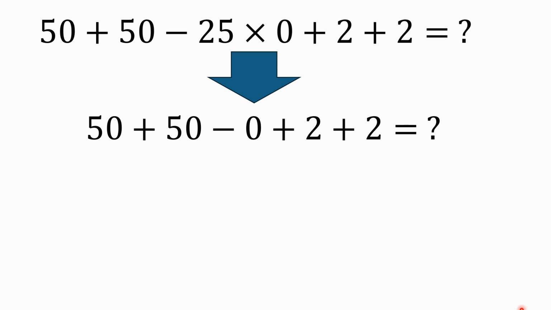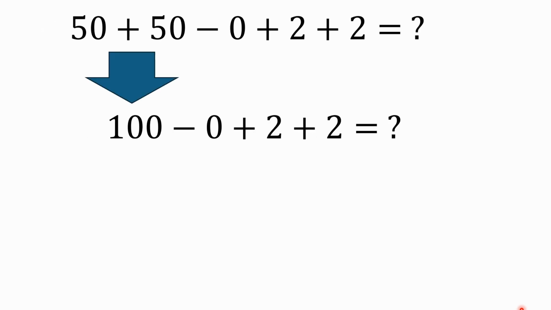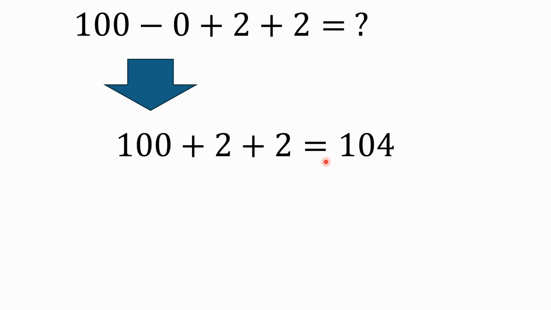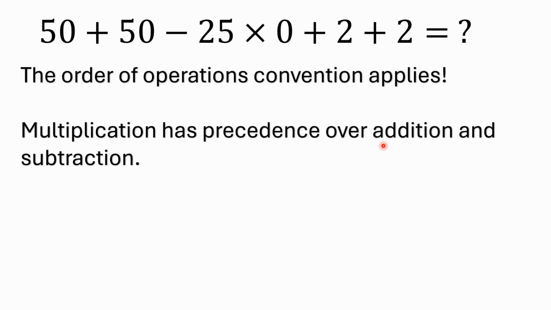Now remember, we have the minus sign in front of it, so it's 50 plus 50 minus 0 plus 2 plus 2. Well, it's pretty easy from here. It's just all addition and subtraction from this point on, so I'd expect most people to get the correct answer. You add the 50 and the 50 together and you get 100. 100 minus 0 plus 2 plus 2. Well, 100 minus 0 is still 100. 100 plus 2 plus 2 is 104. So your correct answer would be 104.